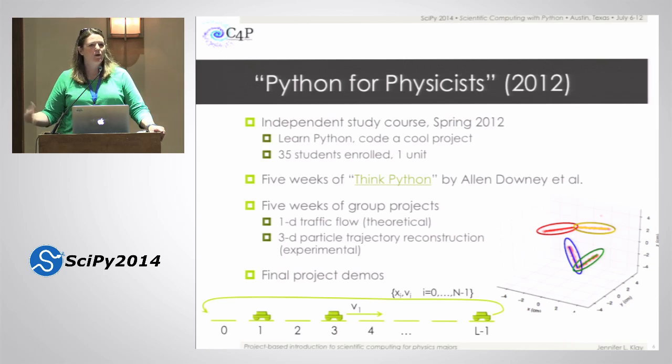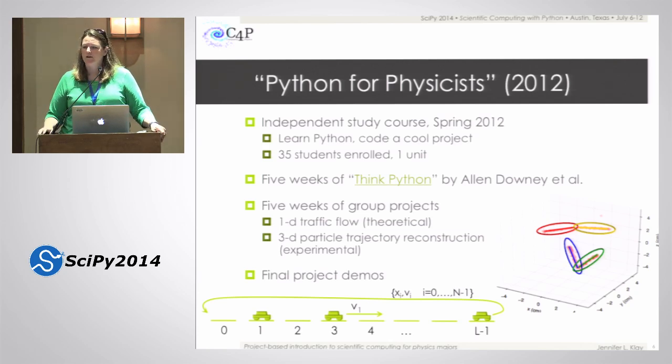So what have I done? Well, the first thing I did was actually decide I wanted to learn Python because I didn't know that language yet. And so in 2012, in the spring, I invited any students interested in learning it with me to take an independent study course, and we did it together. So we spent 5 weeks learning Python using Think Python by Allen Downey, and then 5 weeks I put them together in small groups to work on projects.